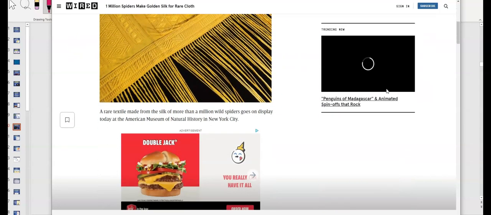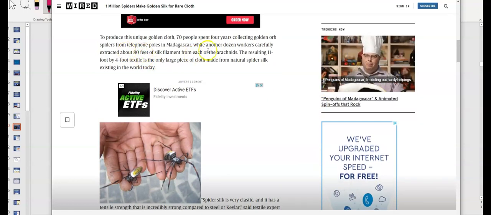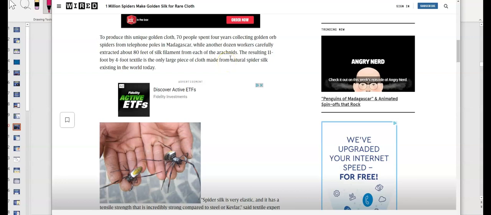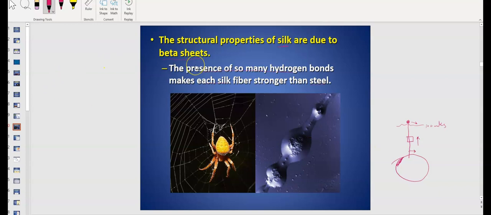Another dozen workers extracted the silk, and so they made this. It's 11 feet by 4 feet. It's the only large piece of cloth ever made from natural spider silk that exists in the world today. Those are the spiders that made it, and so this silk is incredibly strong compared to steel or Kevlar. So there's a purpose for this, right? But it took all that time and all that effort just to make an 11-foot by 4-foot cloth. So how long would it take to make a 100-mile cable or what have you? And so that would be theoretically impossible. It would take tens of thousands of years to pull that off.